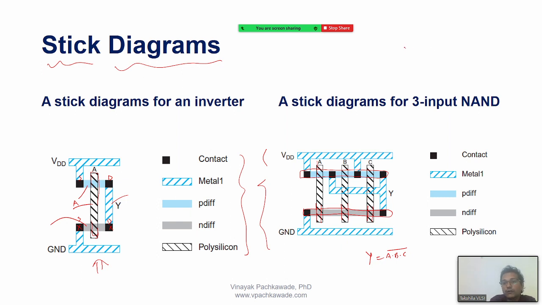So the assignment for you is to give me a stick diagram for 3-input NOR. 3-input NAND is done, NOR is done. Let's say give it for AND gate and OR gate also, these 3-input ones. Okay, so this is your assignment.